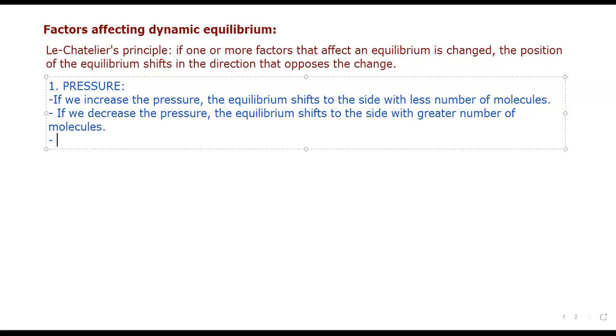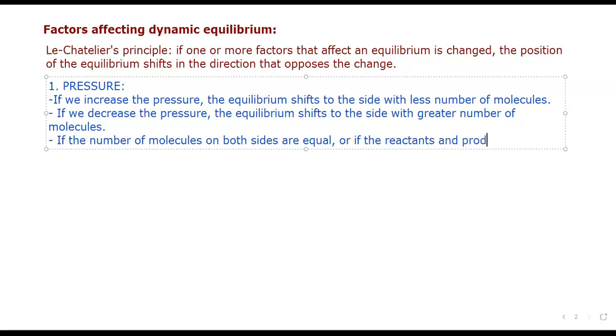What's the theory behind this? If the number of molecules on both sides are equal, or if the reactants and products are not in gaseous state, pressure will have no effect.